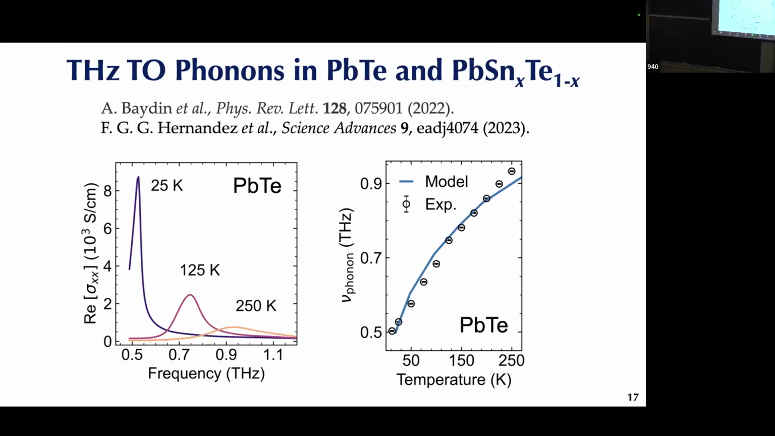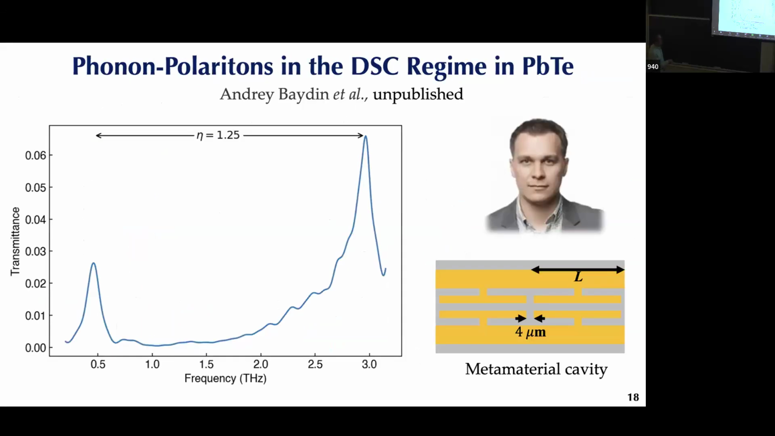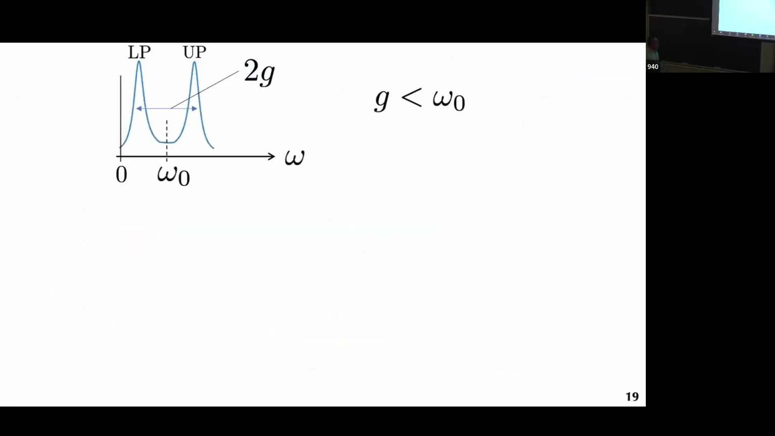Within my group, we are using phonons in one project in lead telluride and lead tin telluride. There are soft phonon modes, very optically active phonons in the terahertz range, and we have achieved a value of 1.25. Why is this important? Why is this exciting? Let me explain one particular scenario where this kind of ultra strong coupling can lead to a new phenomenon or new phase. Okay, this is called the superradiant phase transition.